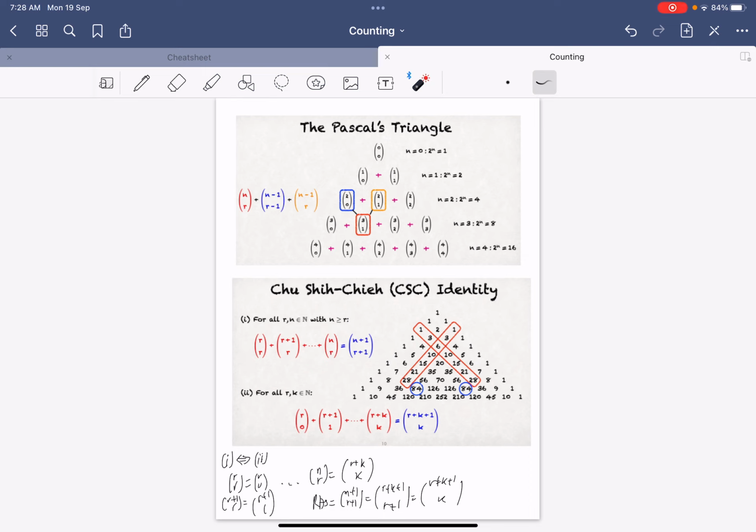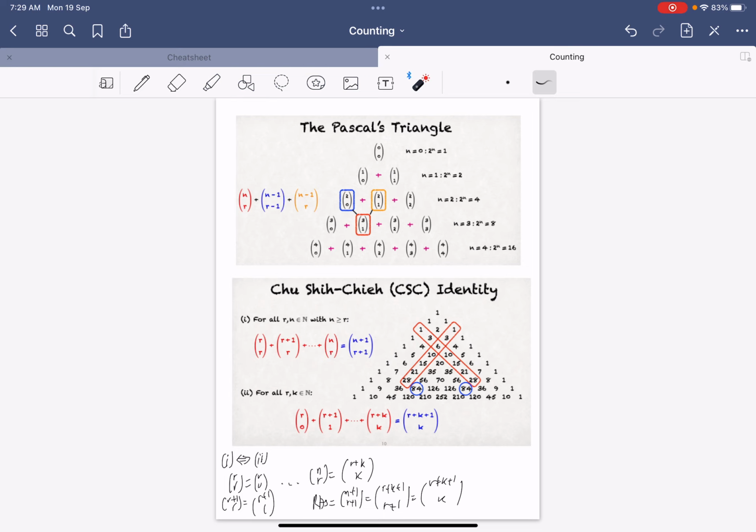Pascal found that you can draw the triangle of the binomial coefficients in this manner, and then you can see that if you add them up, it is 2 to the power n, which we have proven in previous videos. Also, we have proven this identity in a previous video, where these two sum to this.